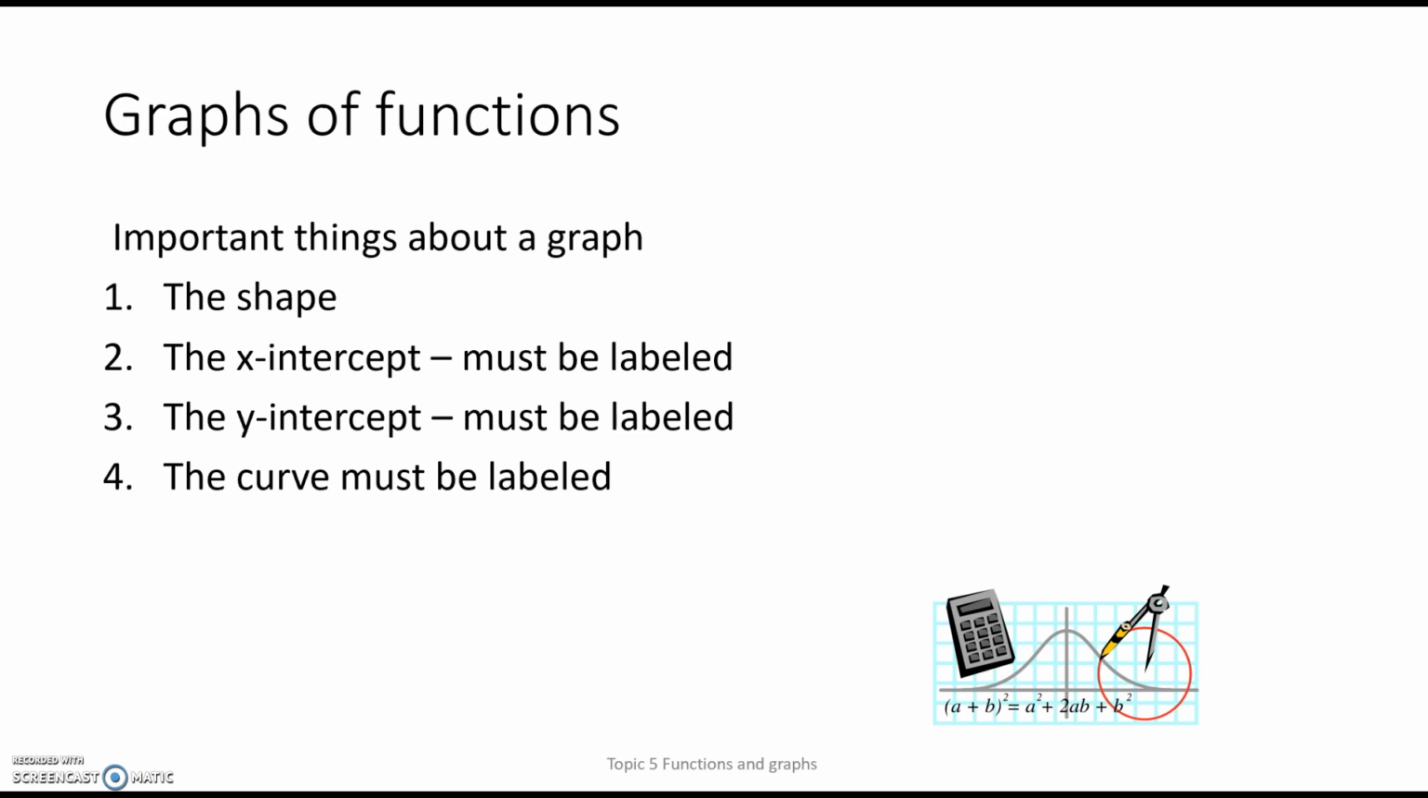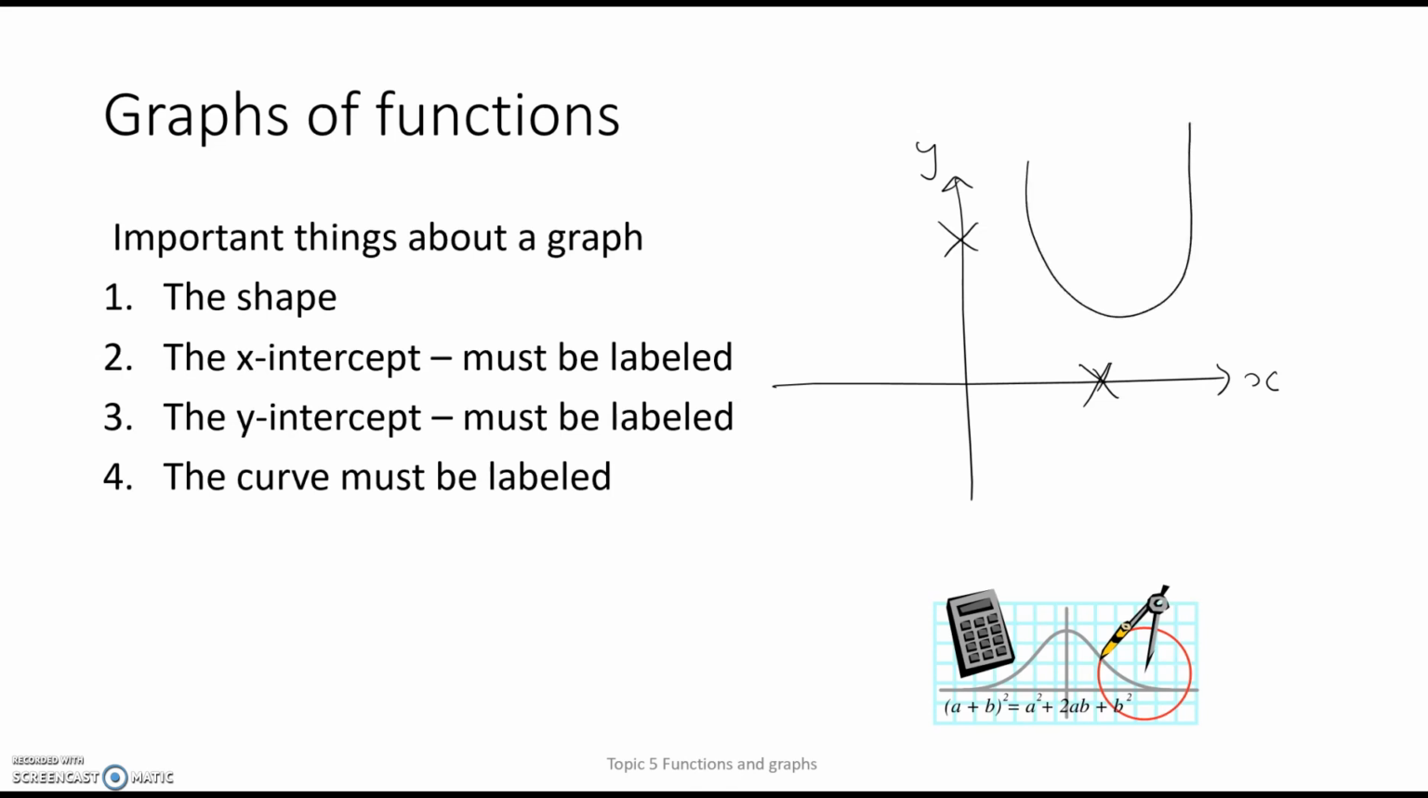If we're going to draw a graph, the important things are its shape. You've got to label where it cuts the x-axis, so label that number. You've got to label where it cuts the y-axis. You really need to label your axes as well. And you need to label the curve. So if it's something like that, it'll be y equals x squared plus and so on. You must label it, because you might have more than one on the axis.